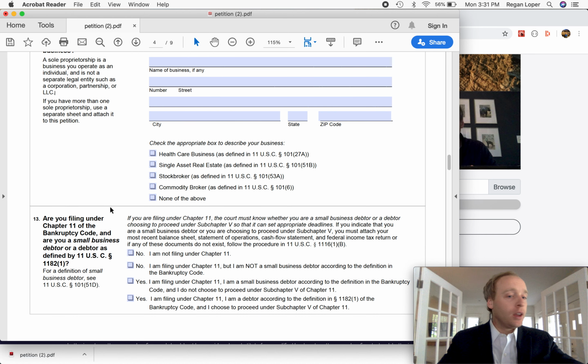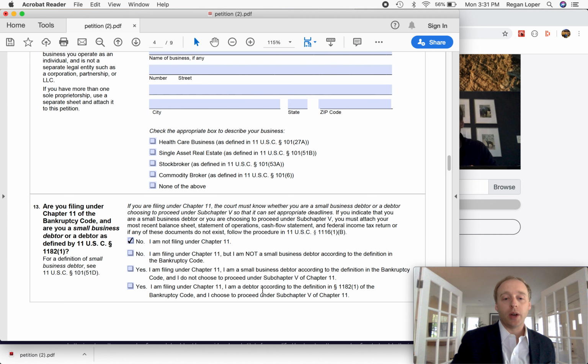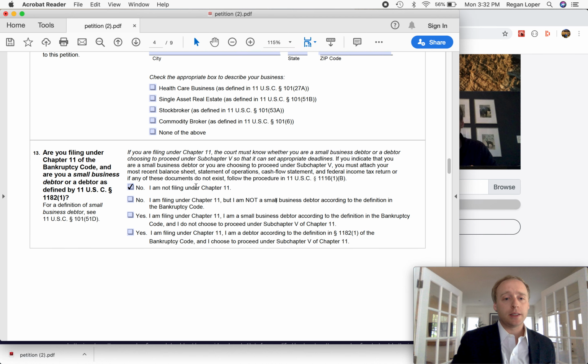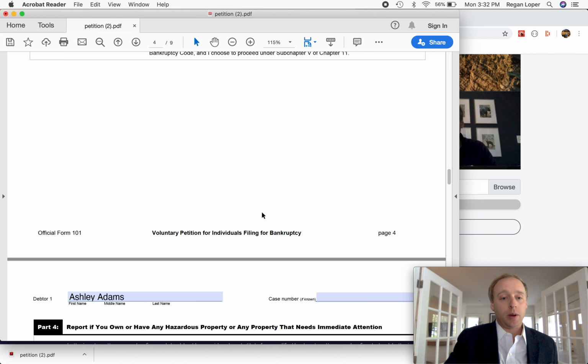Okay. Question 13. Are you filing under Chapter 11 of the Bankruptcy Code, and are you a small business debtor or a debtor as defined by this code section? And in her case, she selected no. I am not filing under Chapter 11. Now, this whole website that we're working with here is really built for Chapter 7. So if you select anything other than this first option, I would recommend that you at least consult with an attorney, if not hire an attorney. This is not really a section that we'll be dealing with here on our website.